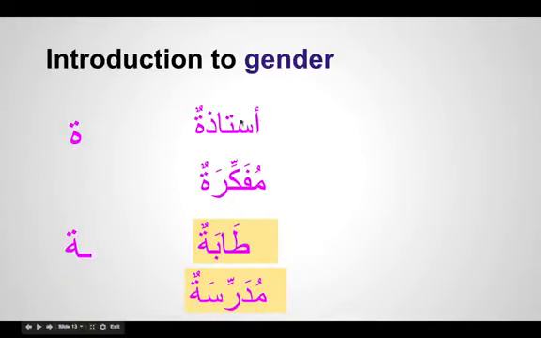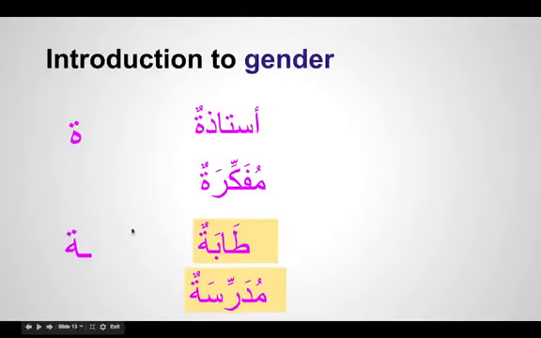So this is just a little bit about how you write this ta. If you see here, ustaz means a teacher, male teacher. Ustazatun or ustaza is what in Arabic is called a female teacher. When this ta comes after a letter which does not allow the letters to be joined, the ta is written in a circle.